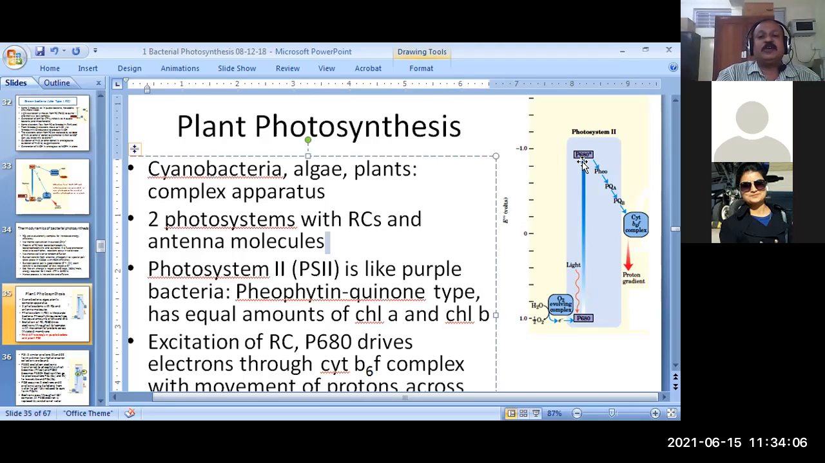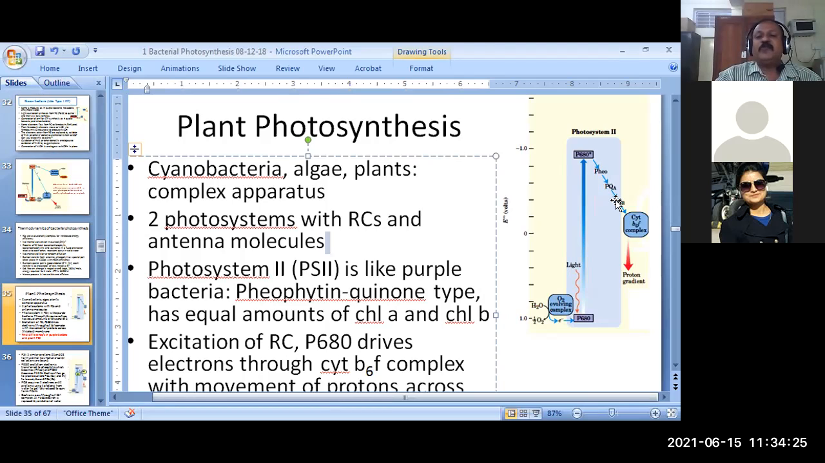It will not take electrons from anything else because of its orientation, because of its location in the membrane, as well as because of its own standard reduction potential. So remember that, and therefore there is no reversible flow of electrons possible. Electrons will go only in one direction.